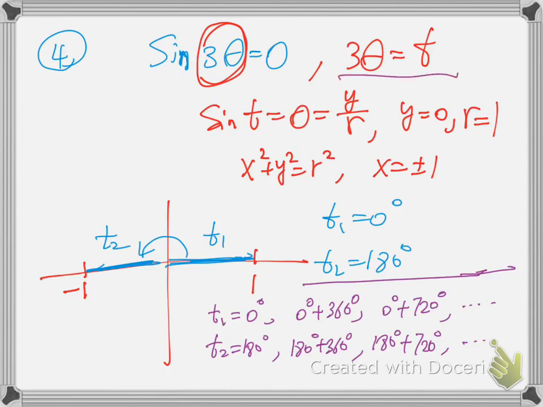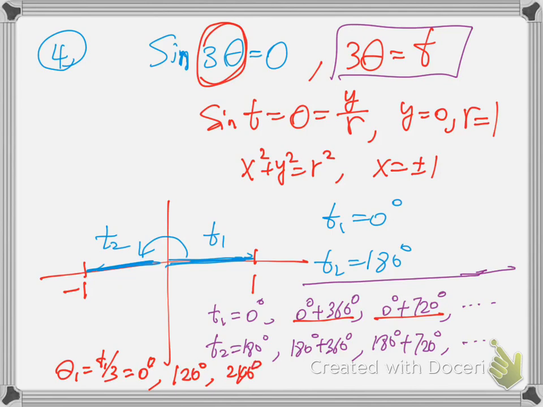And then what's theta? It is these t's divided by 3, right? So I'm going to change back to the red color. Okay, so now theta 1 is T1 divided by 3. So what do we got? It could be 0. And this divided by 3, 120. And this divided by 3, 240. And then the next one is 360, which is too big, so we delete it.